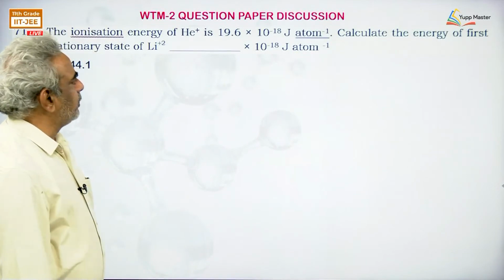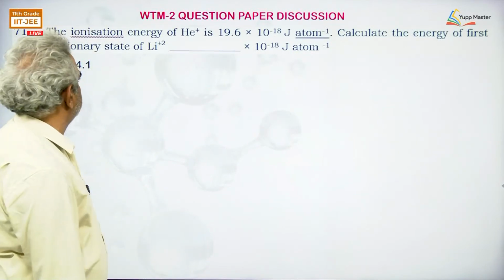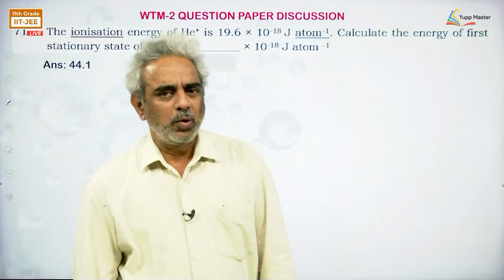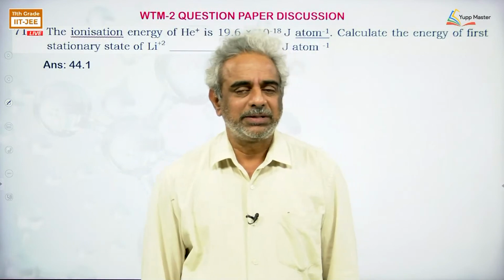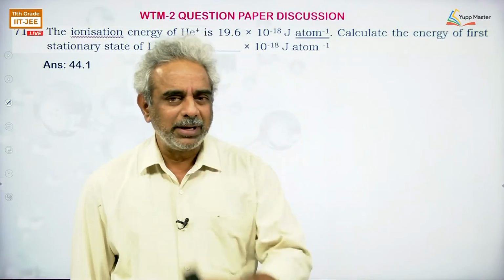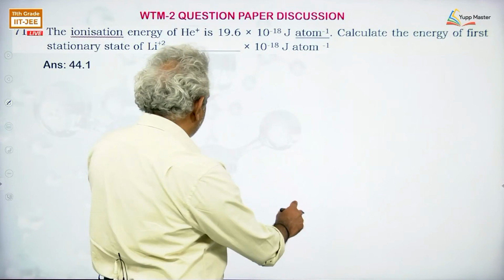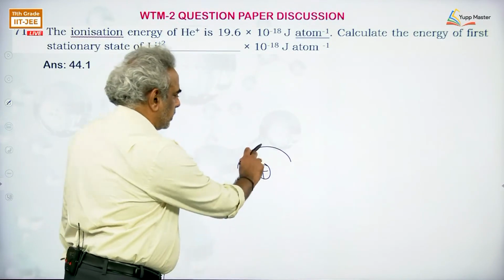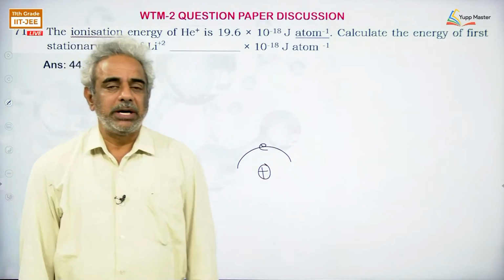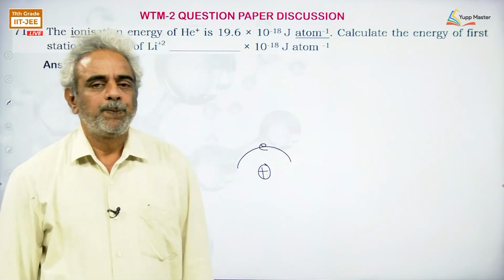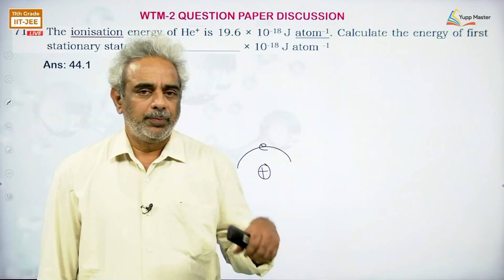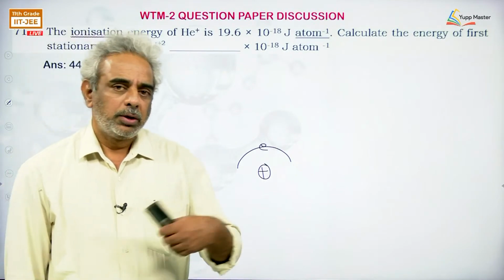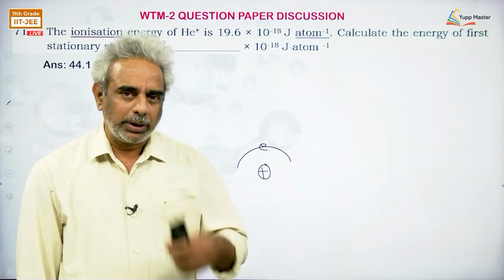The ionization energy of helium plus is so much. Calculate the energy of the first stationary state of lithium plus 2. These are very peculiar language gimmicks. Always remember one thing: once you have an electron in the first orbit, there is an electron. What do you mean by ionization energy, ionization potential? The minimum required potential to knock out this electron totally from the influence of the nucleus.